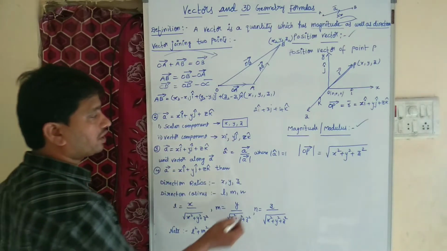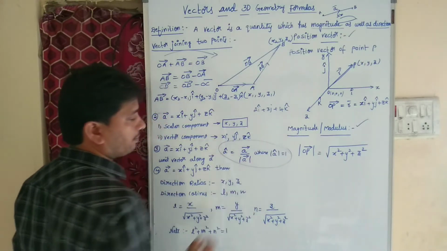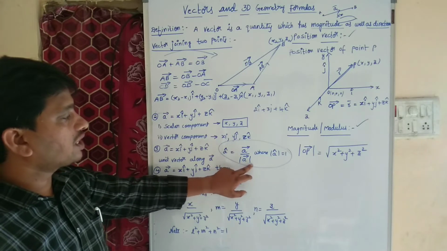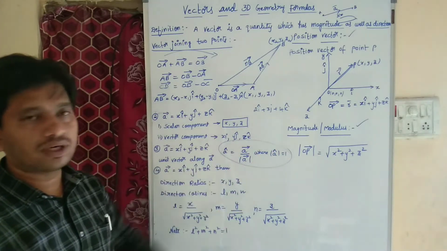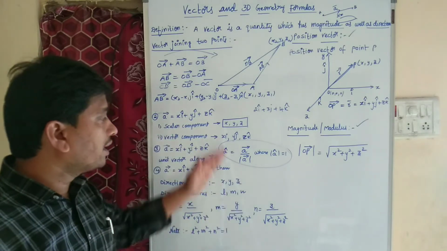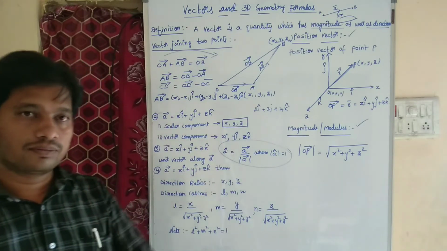This is a very important point, the unit vector along a bar. So that is a cap equal to a bar by modulus a bar, where the modulus of a cap is nothing but 1. So whenever they say unit vector, it should be fixed in our mind: a bar by modulus a bar.